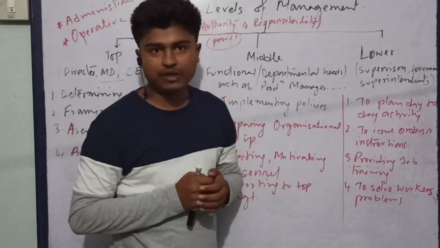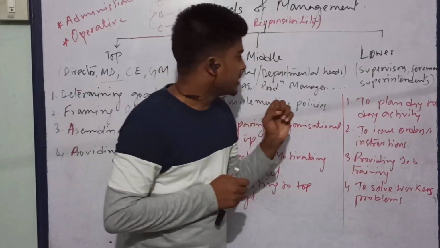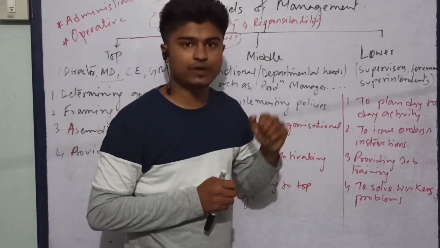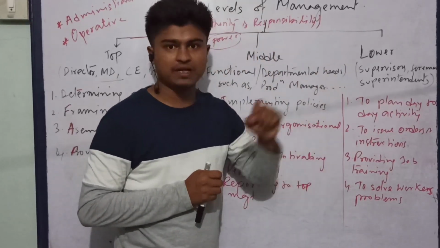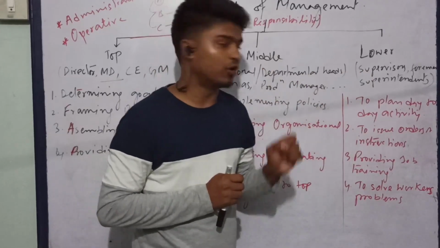Next, issue orders and instructions. In the lower level management there are lots of personnel working. Suppose under a particular supervisor there are 10 to 12 persons working. It is the duty of the supervisor to instruct all the persons, or to provide guidelines to all the persons working under him or her.